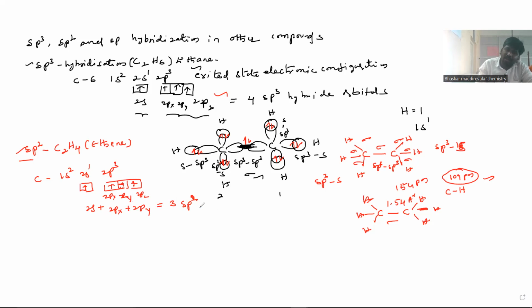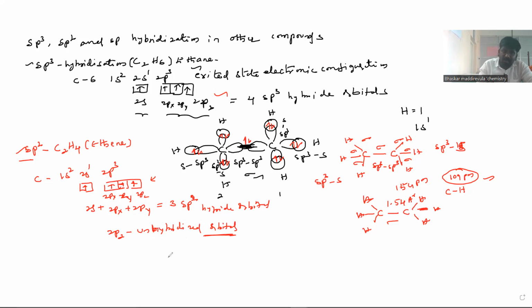They will give three equivalent sp2 hybrid orbitals. And there is one unhybridized orbital, that is 2pz. This 2pz is an unhybridized orbital. There is one unhybridized orbital remaining, which is not involved in the hybridization.